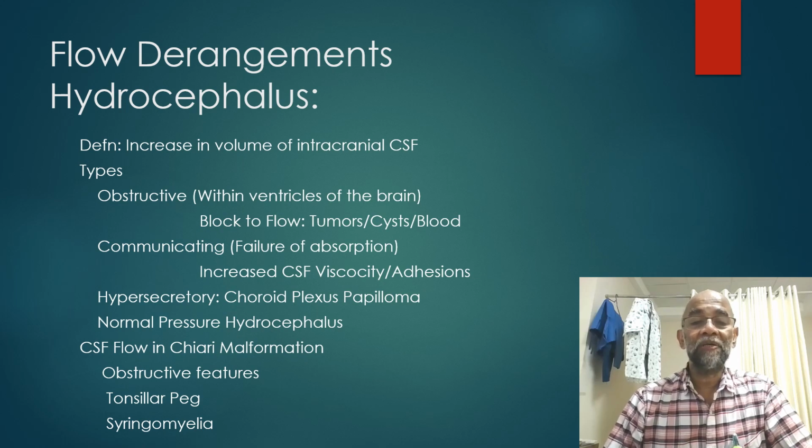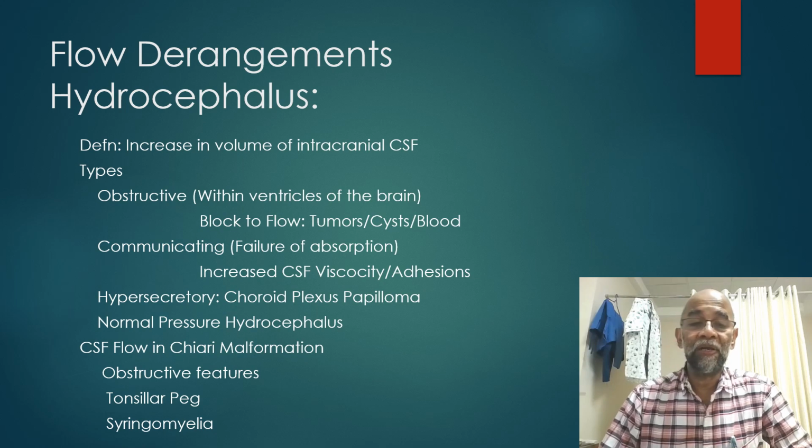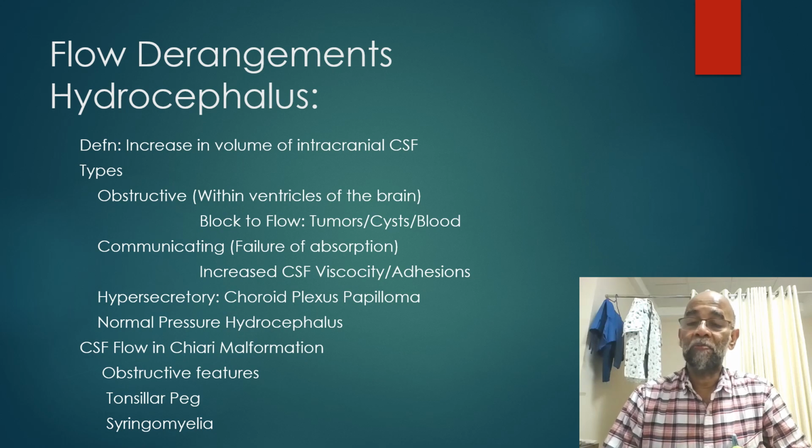In Chiari malformation, also, there is an obstruction to the normal CSF flow. This results in two things. One, the cranial CSF can push the cerebellar tonsils down to the foramen magnum, resulting in a tonsillar descent, a tonsillar peg. It also results in CSF getting pushed down the central cord, resulting in syringomyelia.